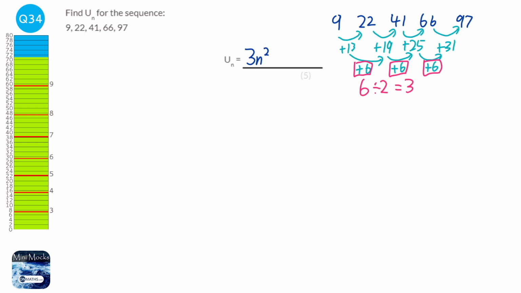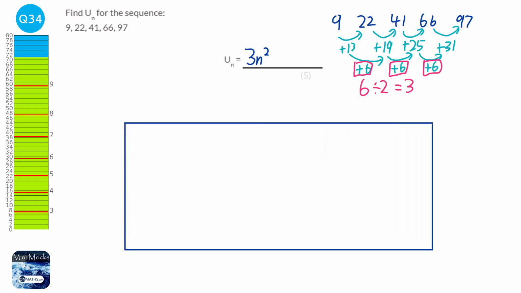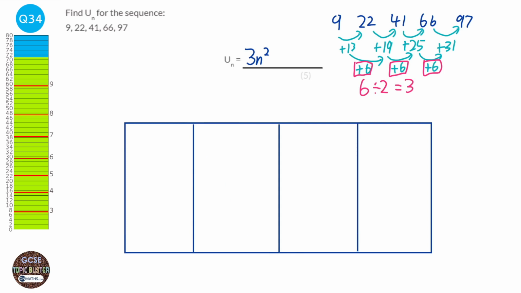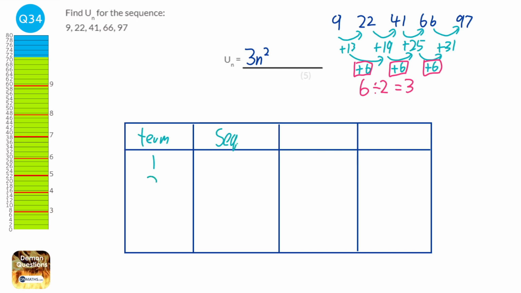So we're going to do a table now to see what the rest of the sequence will be. And we're going to have our term number and our sequence. So term numbers will just be first, second, third, fourth and fifth. So 1, 2, 3, 4, 5. The sequence is just 9, 22, 41, 66 and 97. Now we know that 3n squared is part of our sequence. So what we're doing now is just removing the 3n squared bit and see what we have left over.